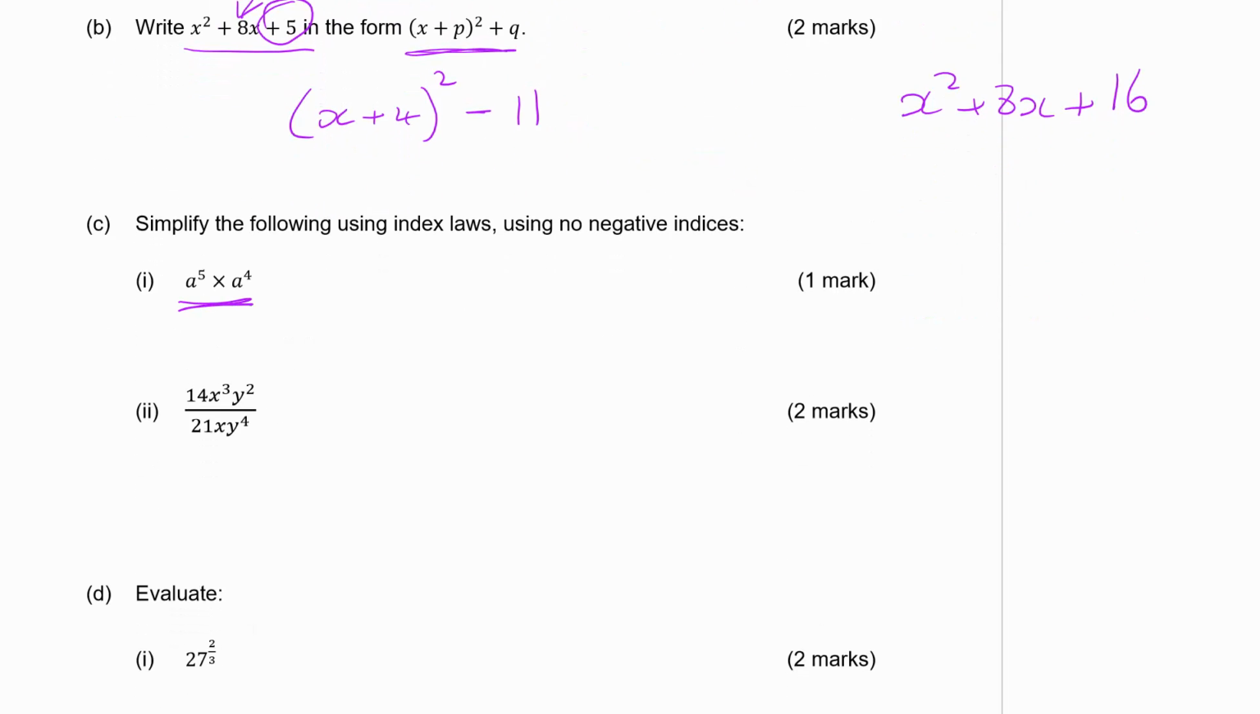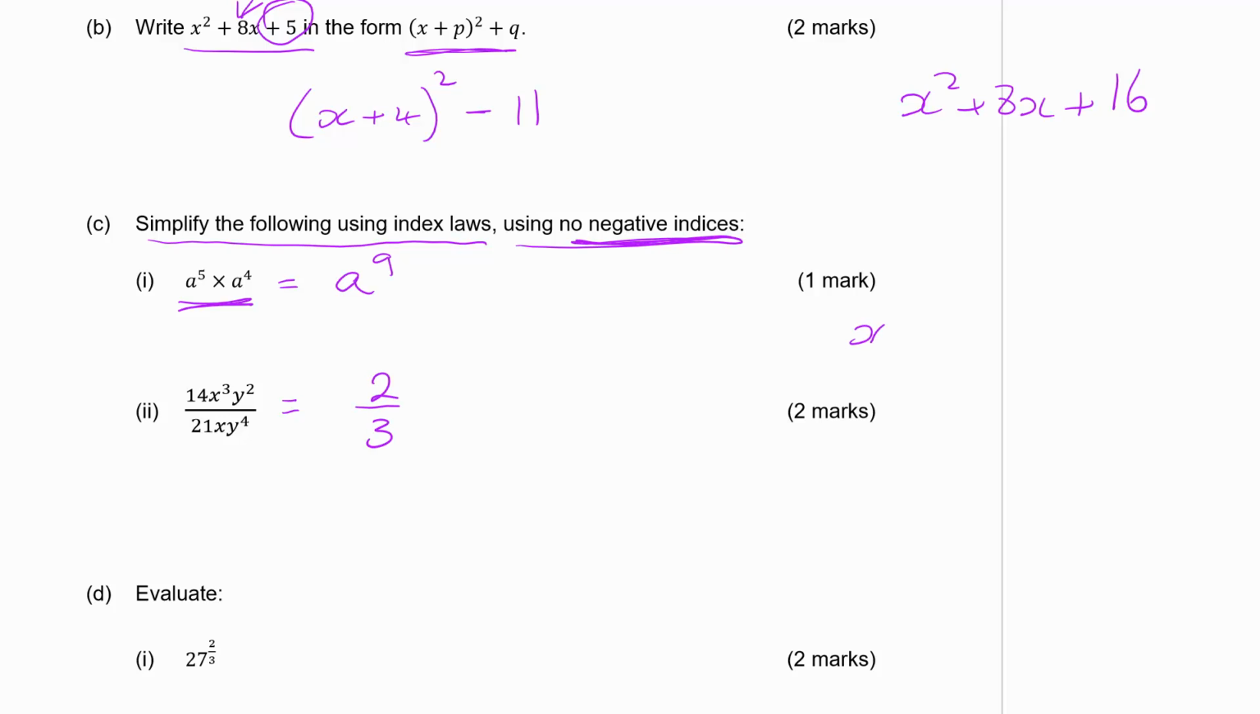Now in this situation here, because we're simplifying the following using index laws, using no negative indices, we add the indices in this situation, so that's a to the 9. Now in the next one, we can do it by doing 14 divided by 21. Divide them both by 7, and that gives us 2 over 3.